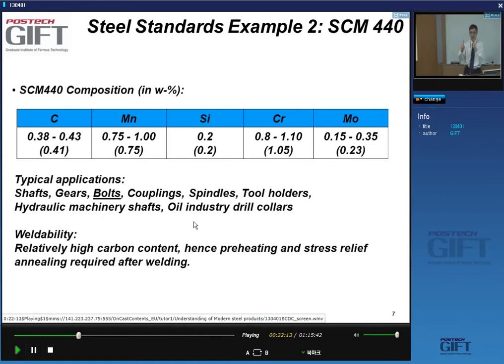And here you have typical applications. Because you have a relatively high carbon content here, this material is difficult to weld. And this also has an impact on the way you have to weld the material. You need to have preheating and stress relief annealing after welding to avoid brittleness of the weld. All right.